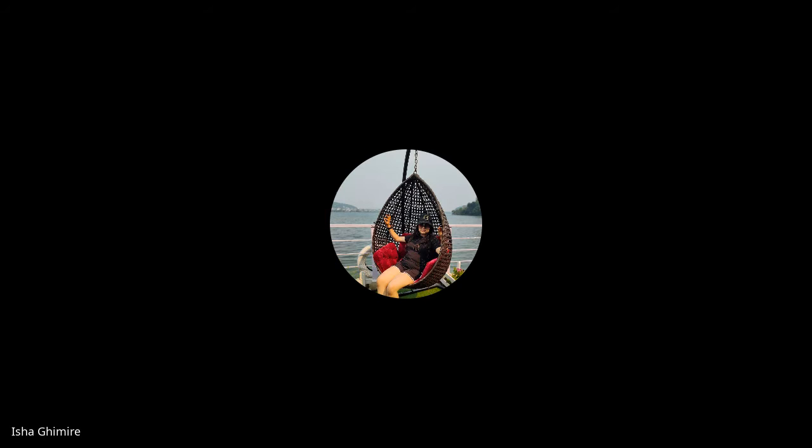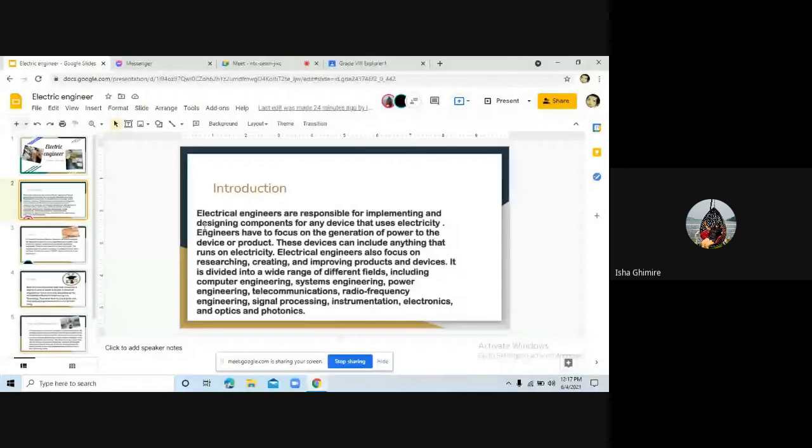Electrical engineers are responsible for implementing and designing components for any device that uses electricity. Engineers have to focus on the generation of power to the device or product. These devices can include anything that runs on electricity. Electrical engineers also focus on researching, creating, and improving products and devices. It is divided into a wide range of different fields, including computer engineering, systems engineering, power engineering, telecommunication, radio frequency engineering, signal processing, instrumentation, electronics, and optics and photonics.